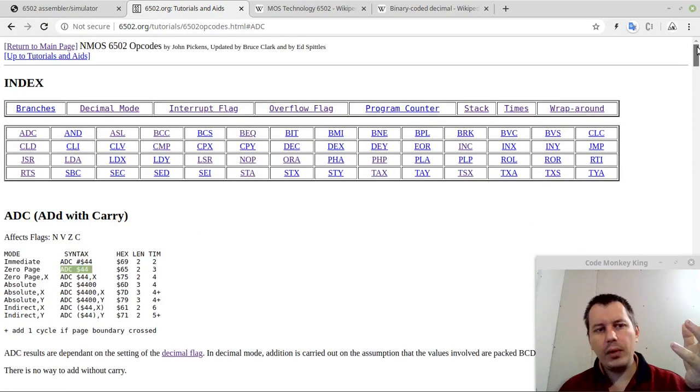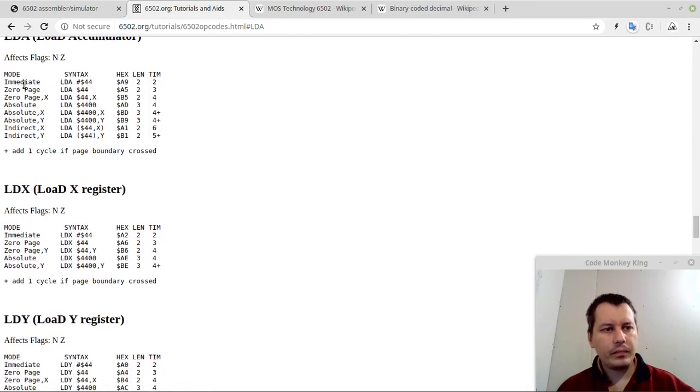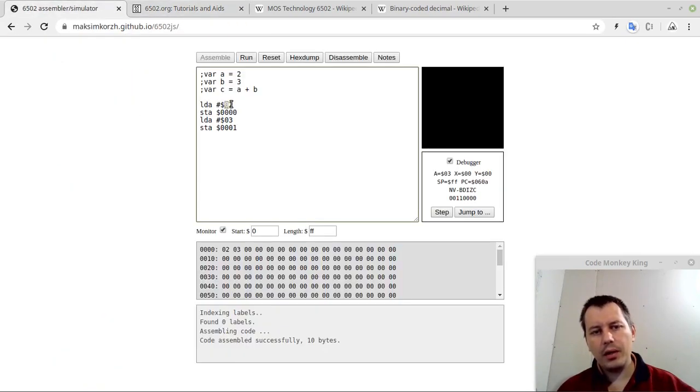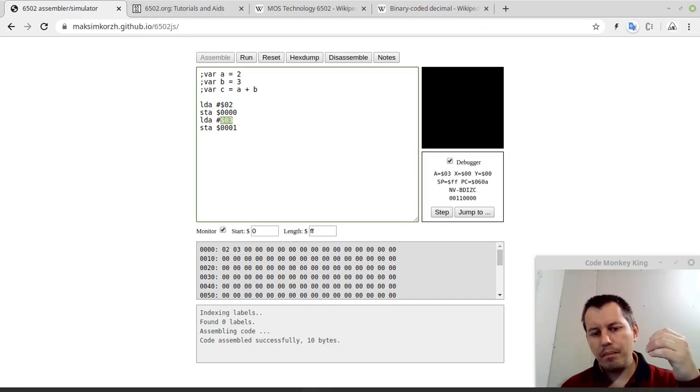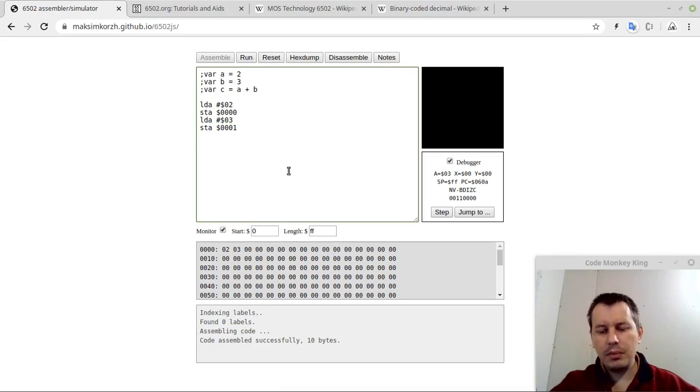Also, if we have a look at this LDA, what we've used so far, we just uploaded the immediate data. We were working with immediate data like 2 and 3, and the next step we're going to be doing is uploading the data from the memory. So the syntax gets a little bit different. Let me just better demonstrate this to you.